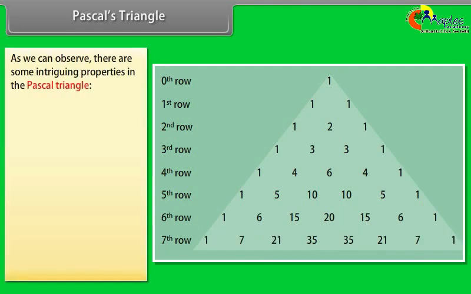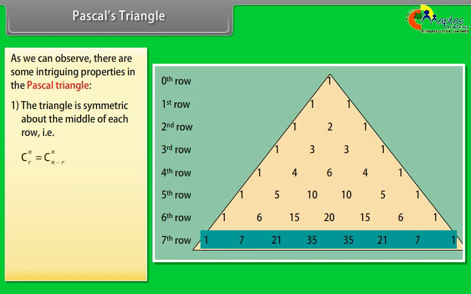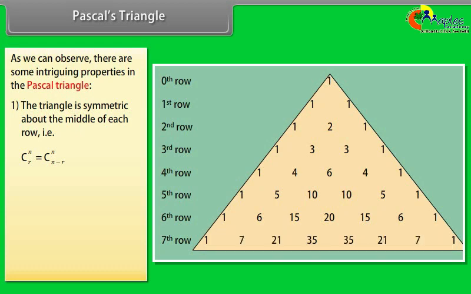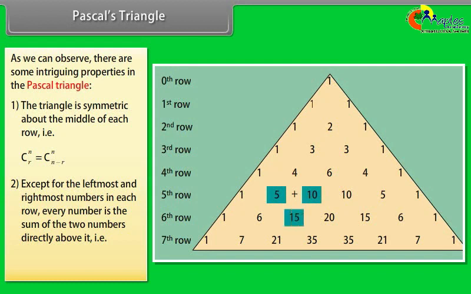As we can observe, there are some intriguing properties in Pascal's triangle. The triangle is symmetric about the middle of each row, that is, nCr = nC(n - r). Except for the leftmost and rightmost numbers in each row, every number is the sum of the two numbers directly above it, that is, nCr = (n-1)C(r-1) + (n-1)Cr.